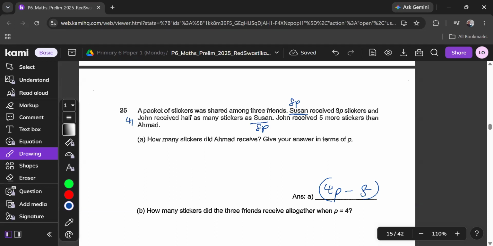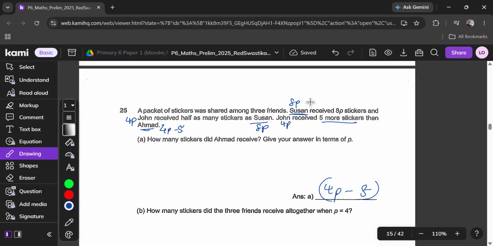So 8p divided by 2, John is 4p. If John is 4p, John received 5 more than Ahmad. So Ahmad must be lesser. Lesser means you have to minus. If you have lesser, you minus. So Ahmad will be 4p minus 5.